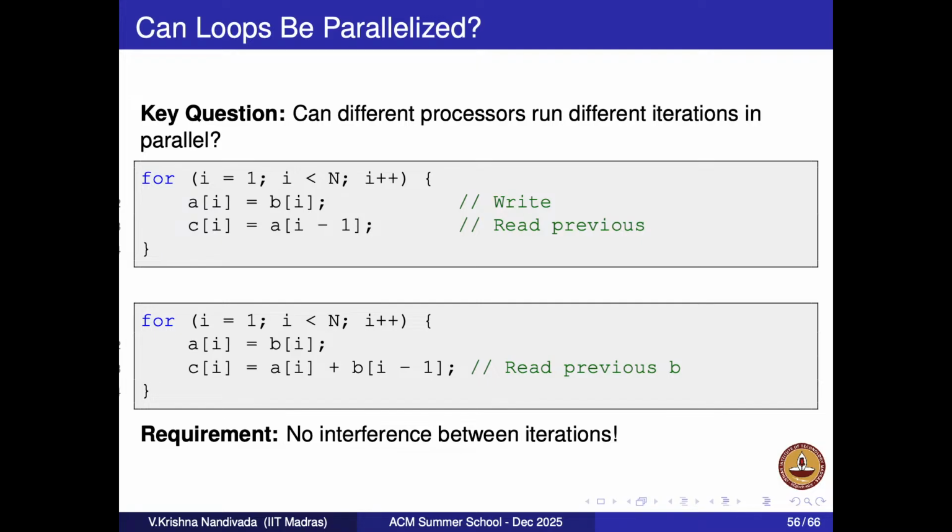How do we parallelize? Basically, can different processors or cores or hardware threads, depending upon your system, run different iterations in parallel? If you give a for loop, the assembly code to the machine, it will not run it in parallel. It will not.